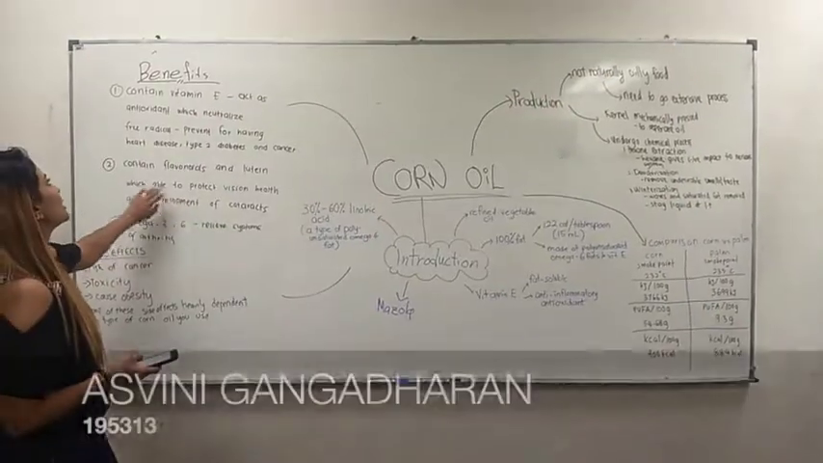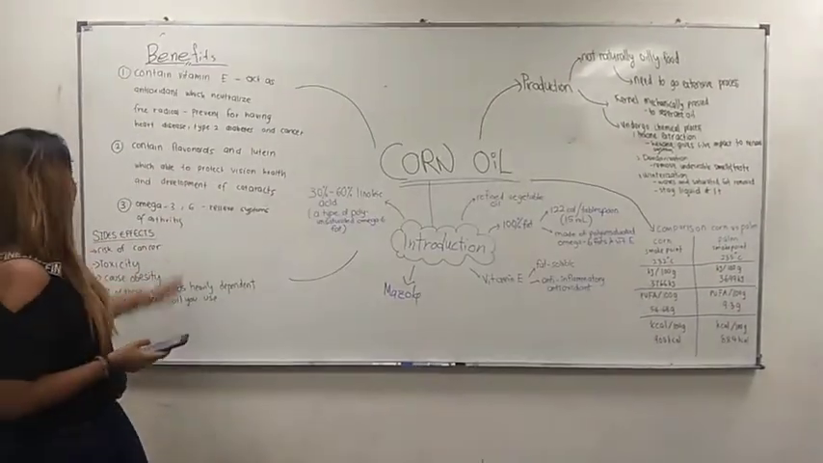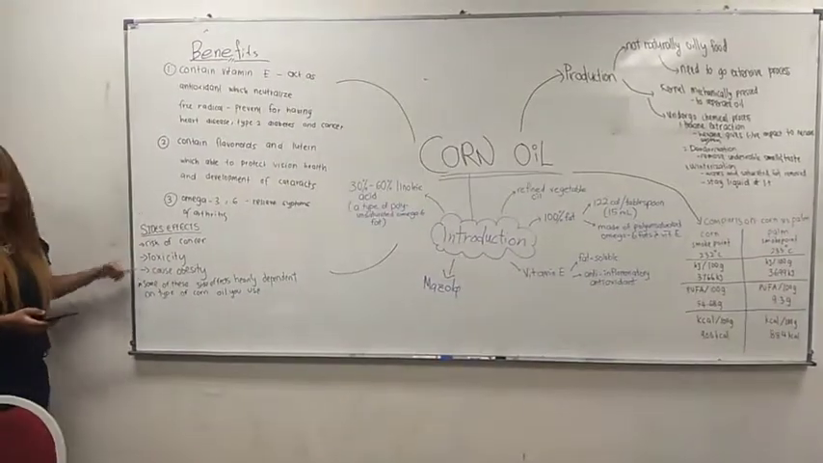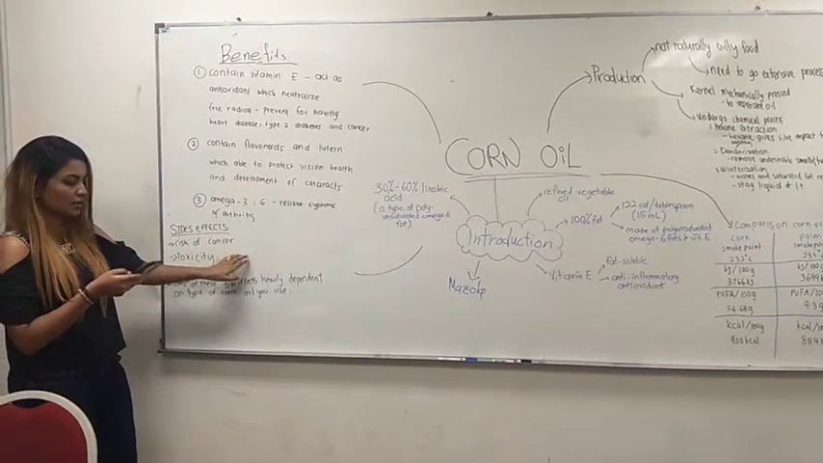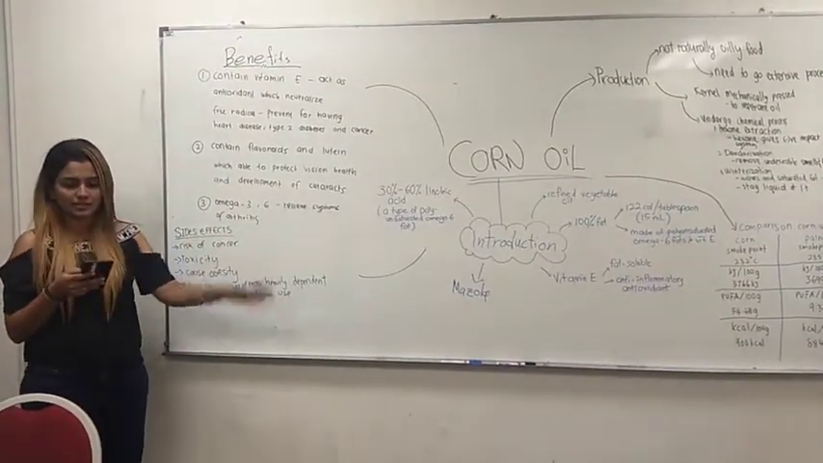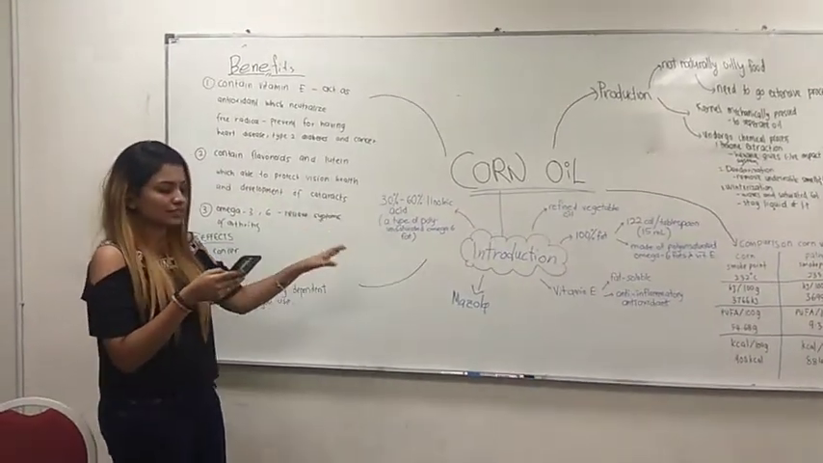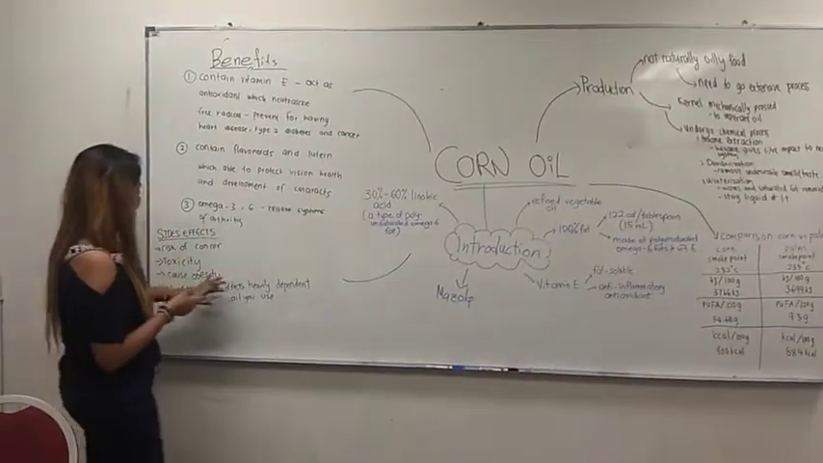There are too many benefits, and there are some side effects too. So I just wrote only 3. First, there is a risk of cancer, because of the corn oil's content of omega-3 and omega-6. Omega-3 and omega-6 give rise to chronic inflammation, so it gives a risk of cancer.